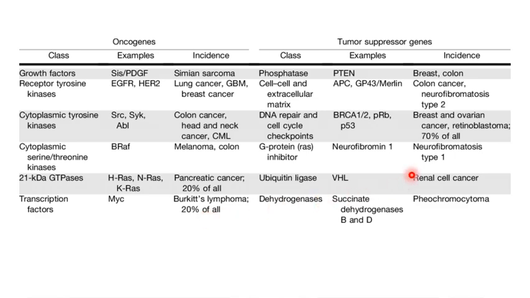For example, here, the most known one these days is the breast and ovarian cancer with the BRCA1 and 2 and P53. The class is the DNA repair and cell cycle checkpoints. These are considered as checkpoints, so if there is any mutation within them, then the cell will just have some problems, and that might cause cancer.